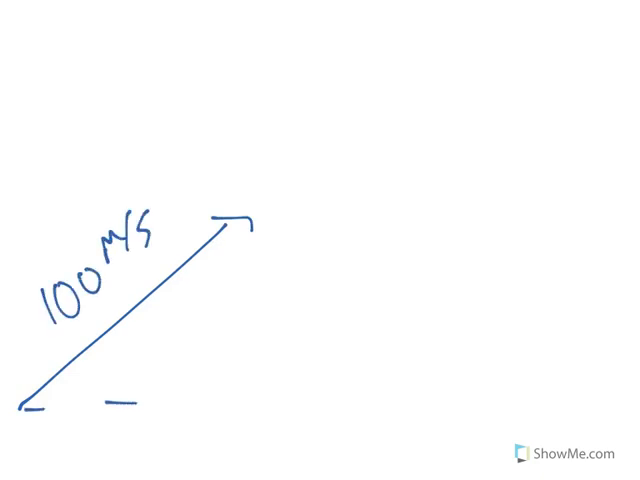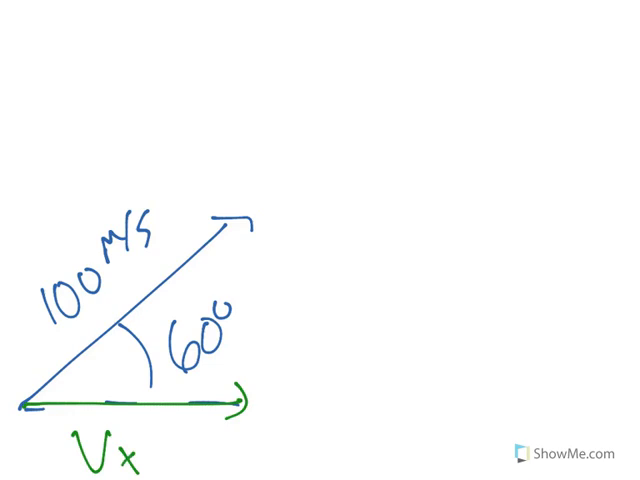Alright, so this is numero dos on the projectile motion section. We've got a 100 meter per second projectile at a 60-degree angle. What we first have to do on these is realize that there is a velocity in the x and a velocity in the y. So we need to break it up into the components first.